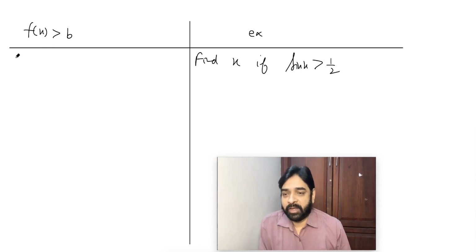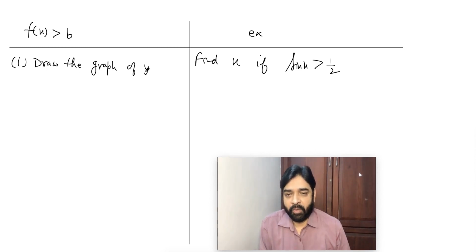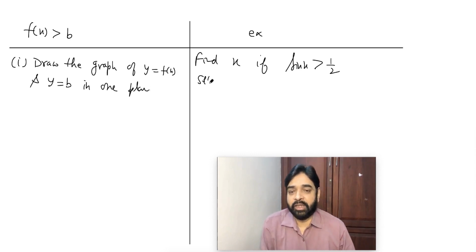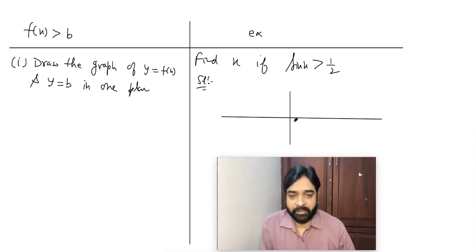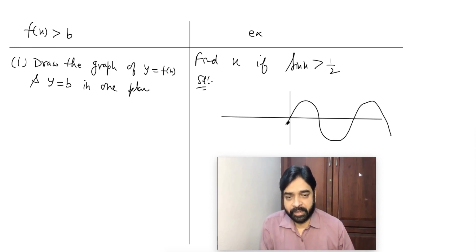Okay. First step is to draw the graph of y equal to f(x) and y equal to b in one plane, in one coordinate plane. So let's apply this step. Draw the graph of left side and right side in the same plane. Here f(x) is sin x, so draw the sin x graph. I hope all of you remember, something like this. This is the sin x graph.